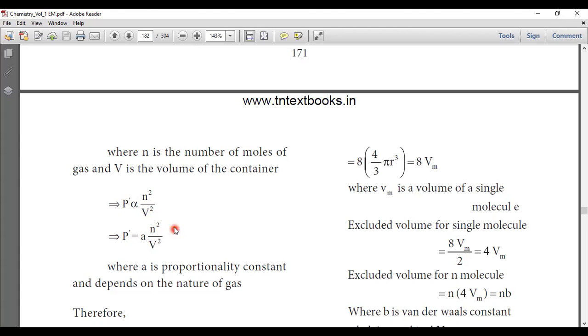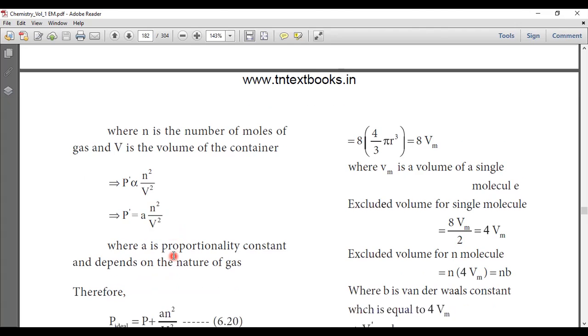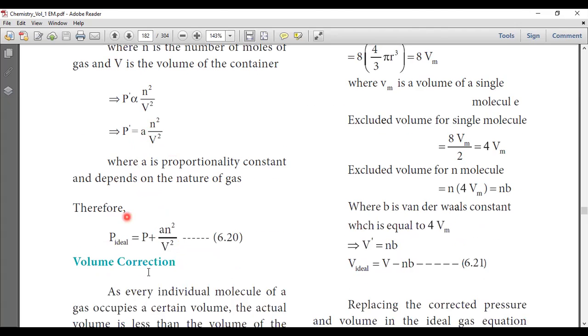See, this refers to the pressure correction. Okay. So now we have to substitute into the ideal gas equation. We know that the ideal gas equation will be given by PV will be equal to nRT. Yeah, so it is our ideal gas equation.